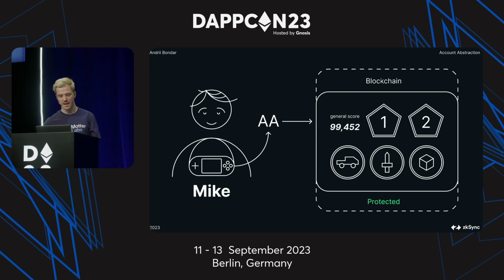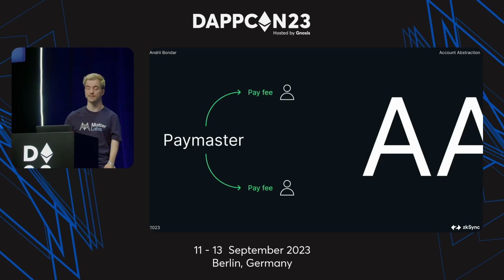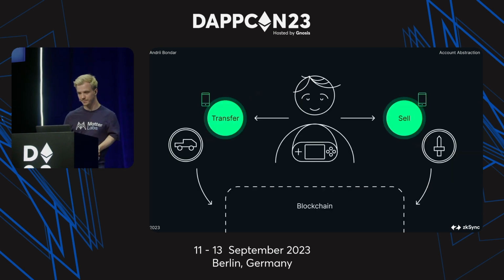What if the game allows him to keep his game achievements and items in the blockchain in NFT? Authorization to the game account can unblock his smart contract wallet. What about paying a fee? The game platform where Mike downloaded a game can pay the fee instead of Mike because of Paymaster, one of the account abstraction key components.